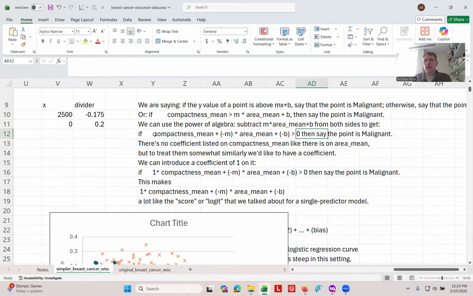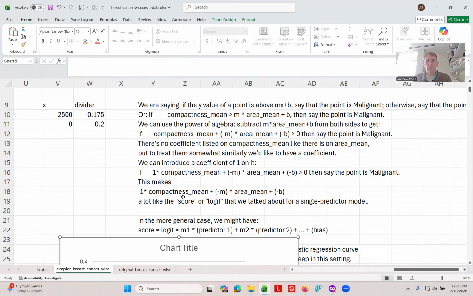Here, compactness doesn't have a coefficient on it, but area does. We'd like to treat them similarly, so we could put a coefficient on the compactness. We can multiply by 1. That won't change anything. So that says if 1 times compactness plus negative m times area plus negative b is greater than 0, then say that the point is malignant. That means the thing on the left side of the inequality is kind of like a score. If the score is bigger than 0, we'll say that the data point is malignant. Otherwise, we'll say that it's benign. So that is the essence of what we're going to be doing.